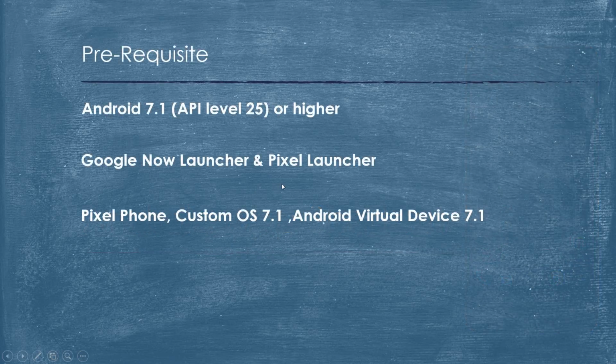So the prerequisite for this course is Android 7.1 or higher devices, that is API level 25 and above. The limitation is up to the Google Now launcher and the Pixel launcher that is available from the Google Play Store. You can download it and use it, but the device limitation is Android 7.1, so the minimum level will be 25. Below that, it is still not supported. For testing purposes, you need to have a Pixel phone, or you have already installed a custom OS of 7.1 that is available on XDA and elsewhere, or you have configured Android virtual devices with Android 7.1 or API level 25.